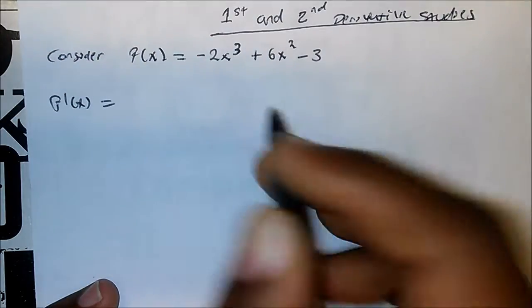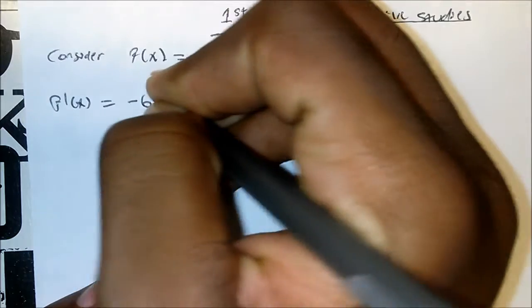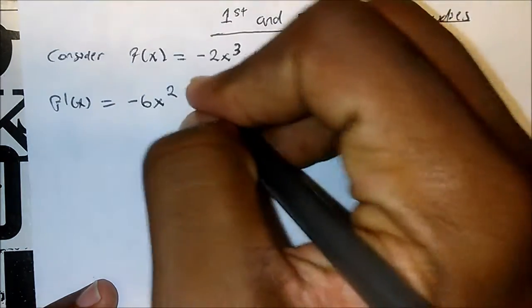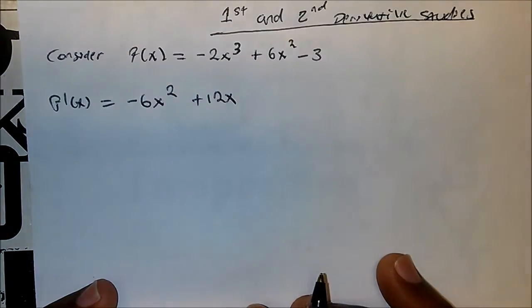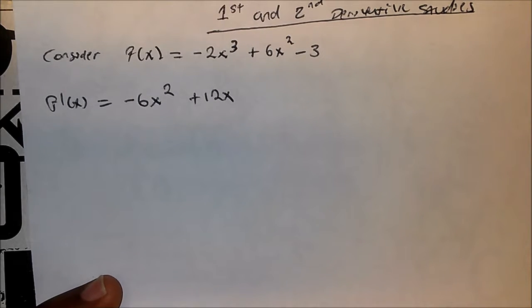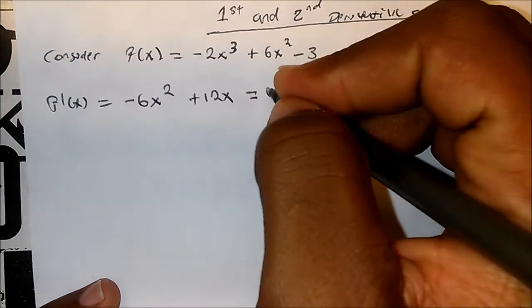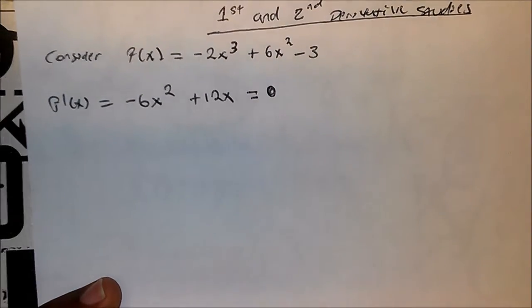So f prime of x will just be, well, 2 times 3 is just negative 6x squared plus 12x, right? And that will be my first derivative. Now, here's the second point. This is where you start to find your critical points, all right? So you're going to set your derivative equal to 0, and you're going to solve for x.